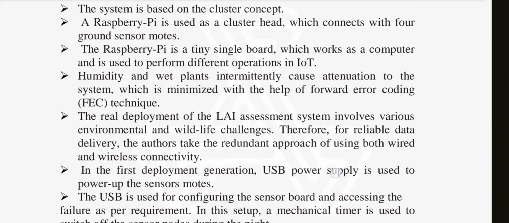The Raspberry Pi is a tiny single board which works as a computer and is used to perform different operations in IoT. Humidity and wet plants intermittently cause attenuation to the system, which is minimized with the help of the forward error coding (FEC) technique.